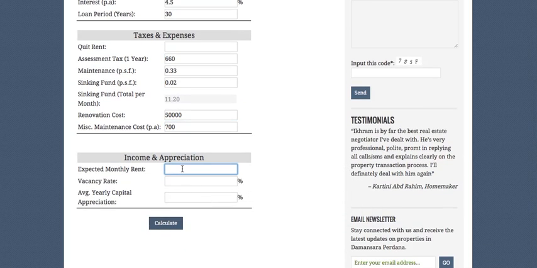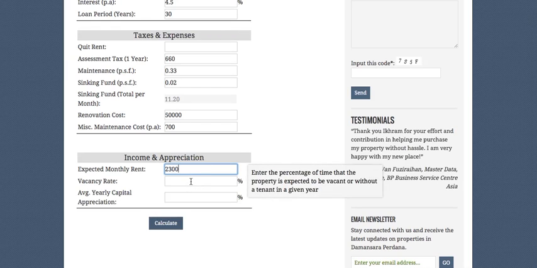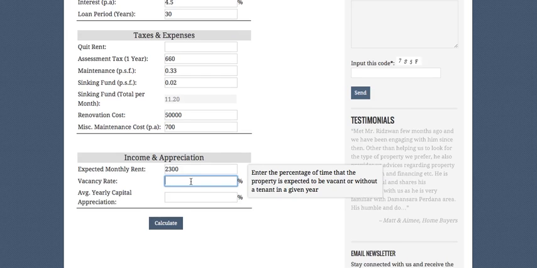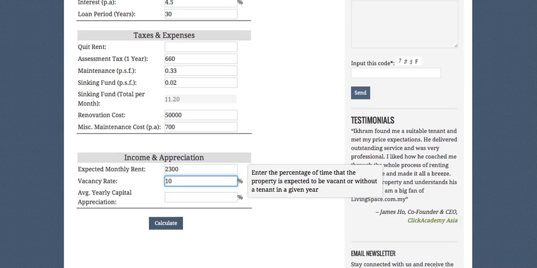I can expect to fetch a rent of 2,300 ringgit for this unit. And the vacancy rate, this is basically how long the unit will be vacant every year. So I expect it to be vacant 10% of the time, meaning every year for about 1.2 months, I expect the unit to have no tenants.